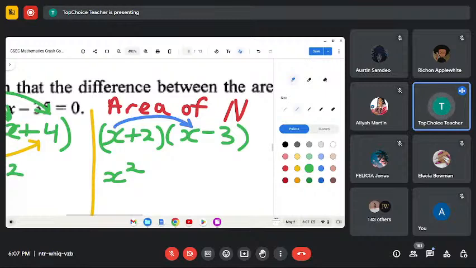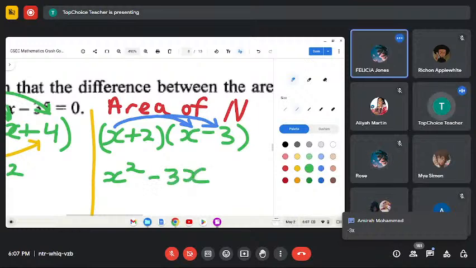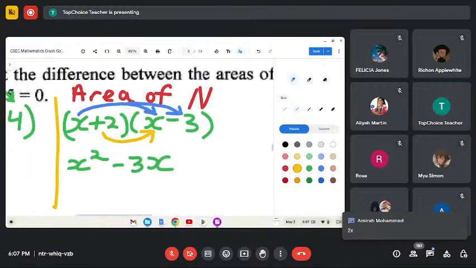What else are we multiplying? We're taking the same x, and now we have to multiply it by negative 3. So what is x times negative 3? Negative 3x. Very good. Moving on, look at this now. We have positive 2 times x. What does that give? 2x.